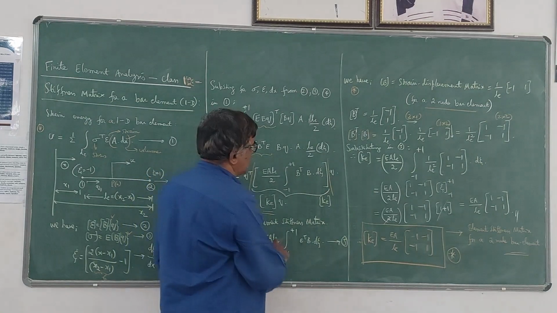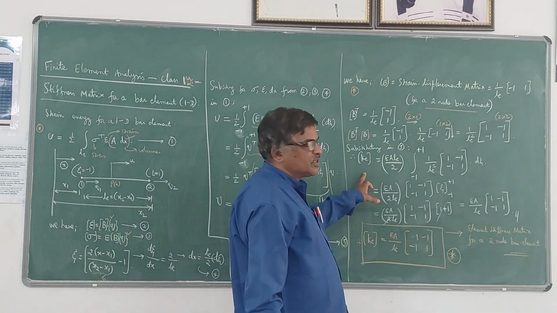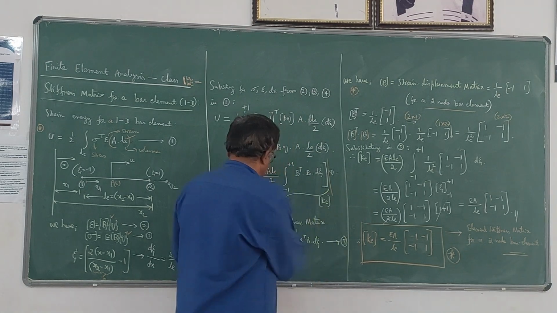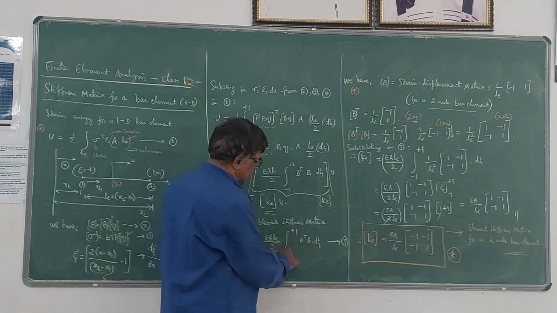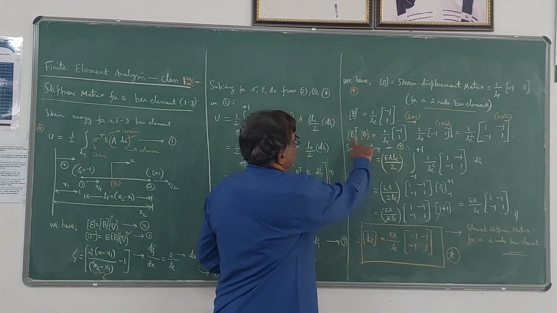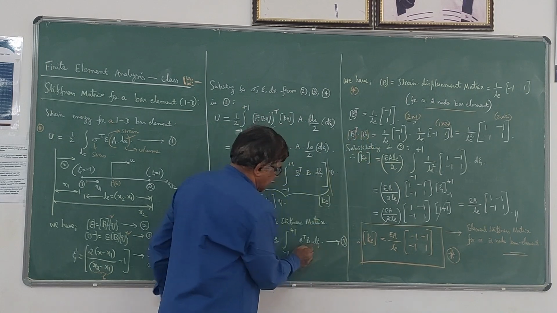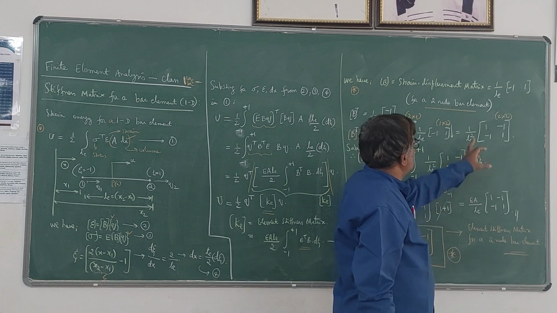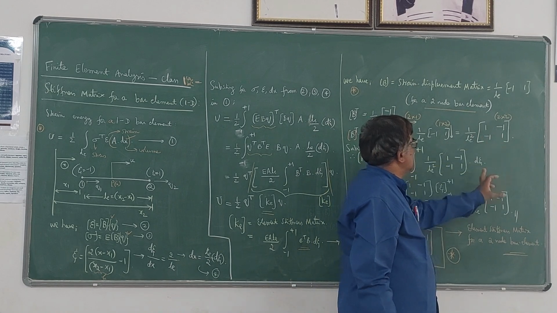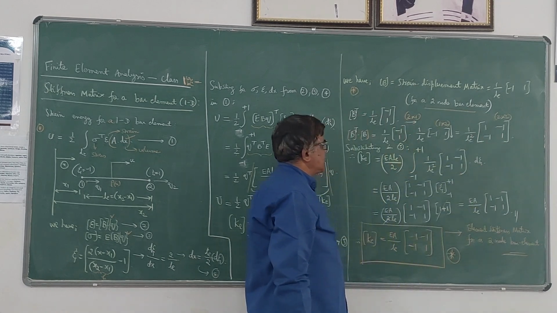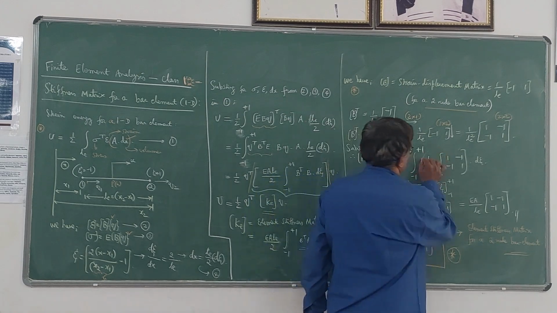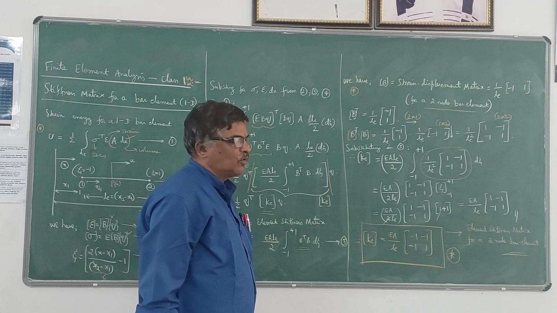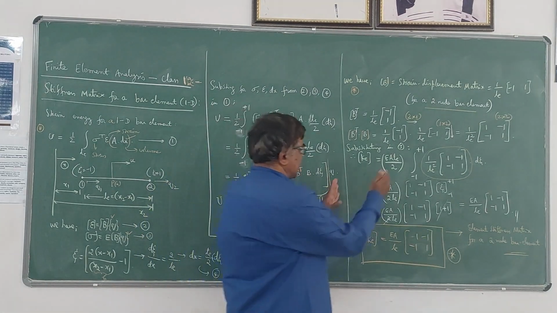you are going to get the expression for the element stiffness matrix for a two-node bar element as EA LE by 2 into integral -1 to +1 of B transpose into B. So this product is this 1 by LE square into [1 -1; -1 1] d zeta. Now you can see that this entire thing, 1 by LE square, [1 -1; -1 1], is a constant. You can take it outside.